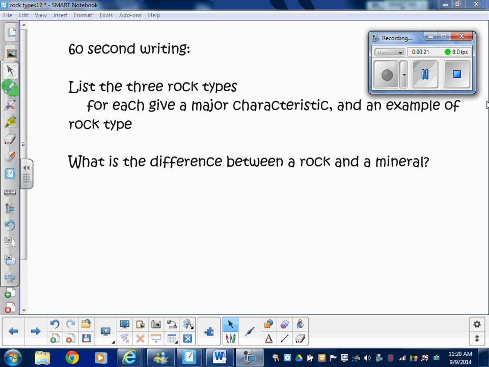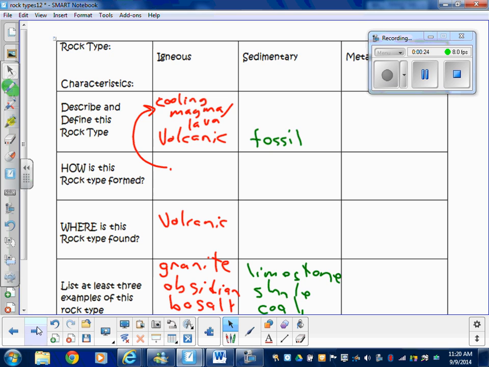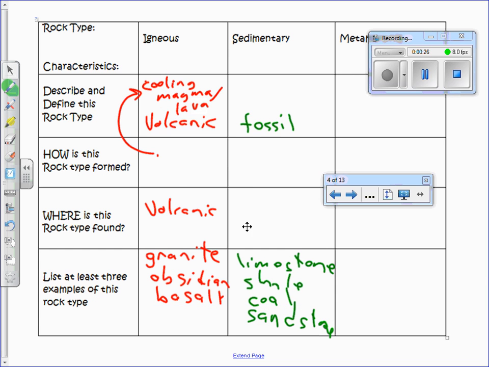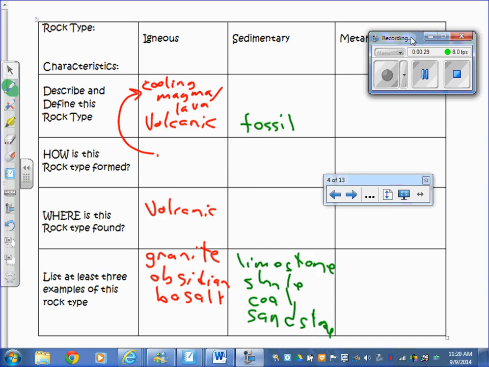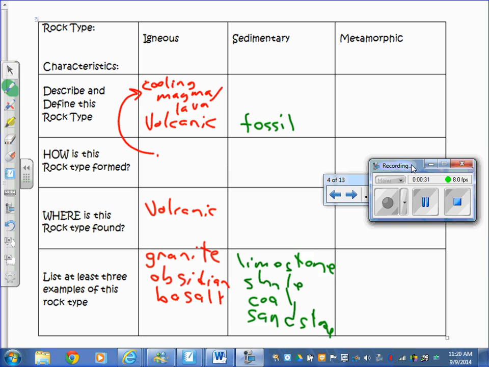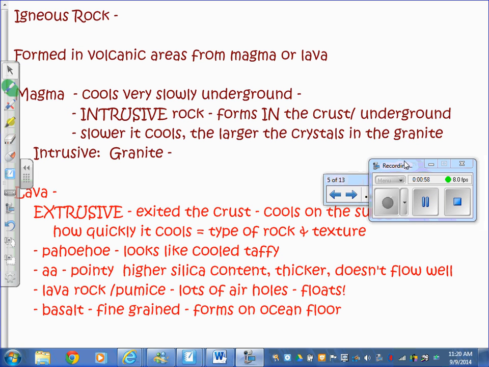So as we do our notes on rock types, in the past I've actually handed out a worksheet type thing that looks like this. If you want to, I can put this on Edmodo. This would be one way that you could take your notes, kind of like in a table: rock type, describe and define, how is it formed, where is it found, and examples. That's one way you could do it. I'm just going to do it in regular sections, but that's okay too.